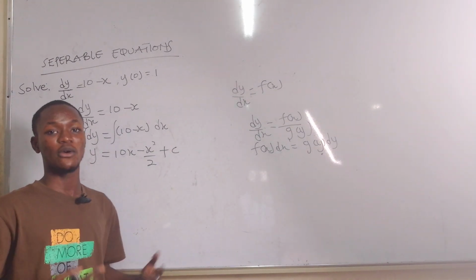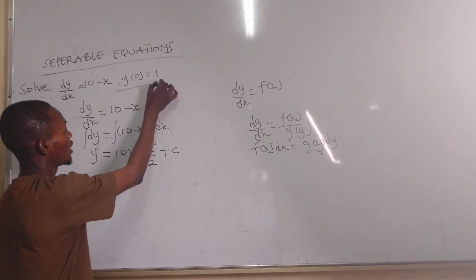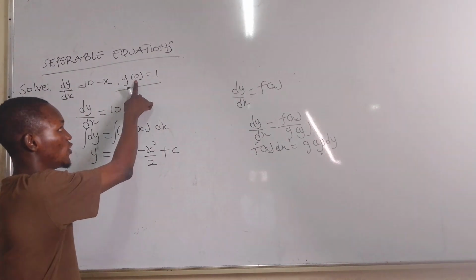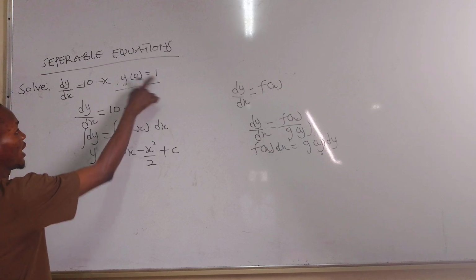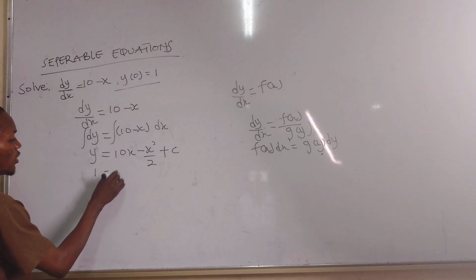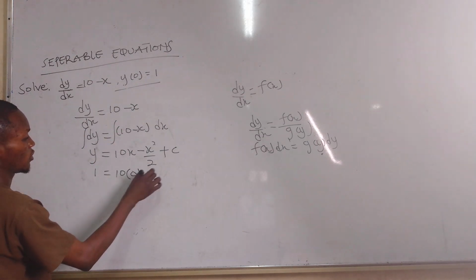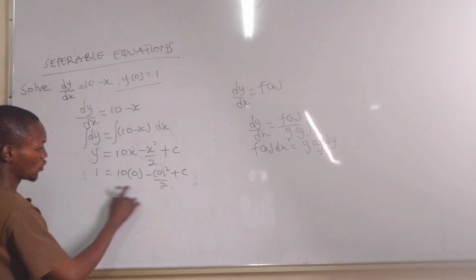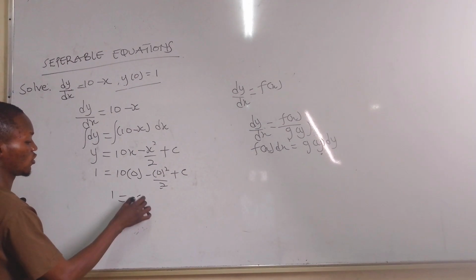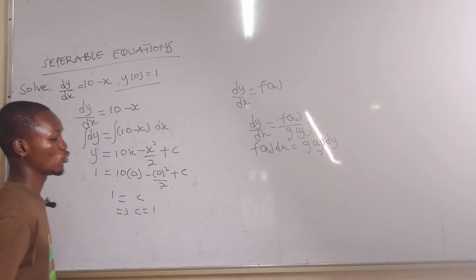How do we find the value of c? From the question we are given that when x is 0, y is equal to 1. So we do the substitution. Now y is 1, x is 0. So we have 1 equal to 10 times 0 minus 0 squared over 2 plus c. Now the whole of this goes to 0. So we have 1 equal to c. This implies that c is equal to 1.